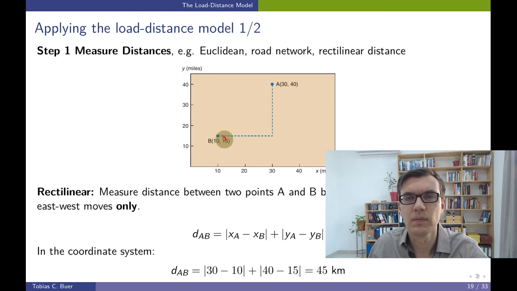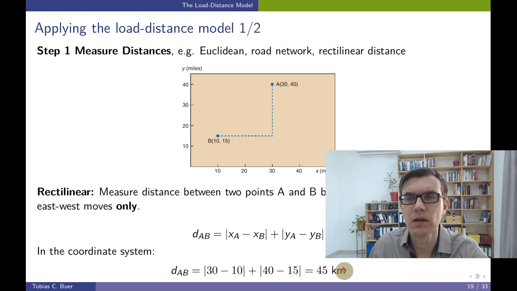This gives us the length of this segment, and we add up the distance on the y-axis, again the absolute value of the difference between y of A minus y of B. And in the example this would be 30 minus 10, 30 the x-axis value of A minus 10 the x-axis value of B, plus 40 minus 15. 40 is the y value of A minus the y value of B, 15, so the total distance is 45.